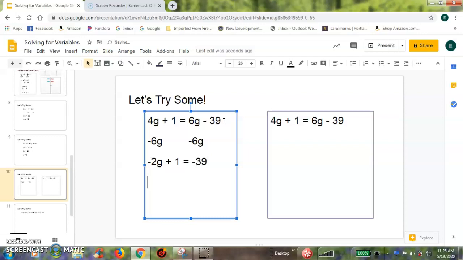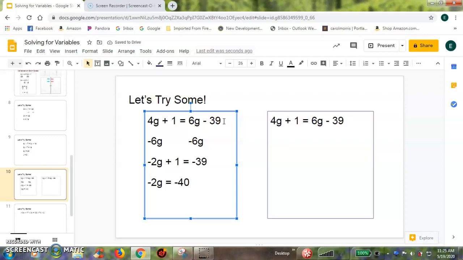Right. Now I'm back to just having one variable. So I'm going to subtract 1 from both sides. So I'm left with -2g equals -40. Right, now this time I want to divide both sides by -2.